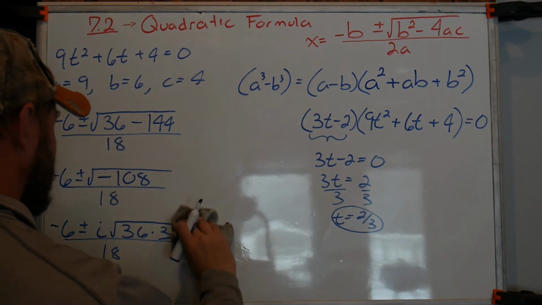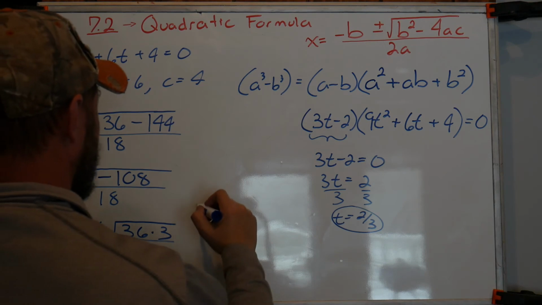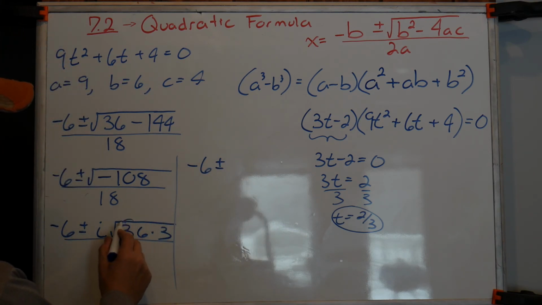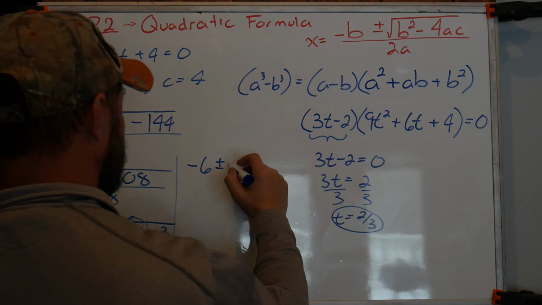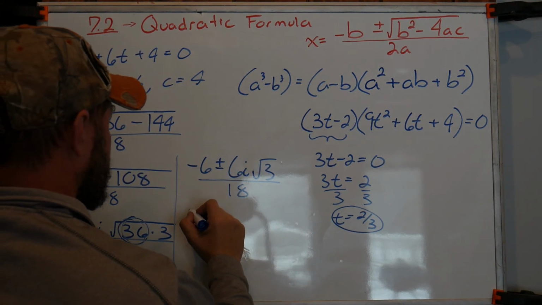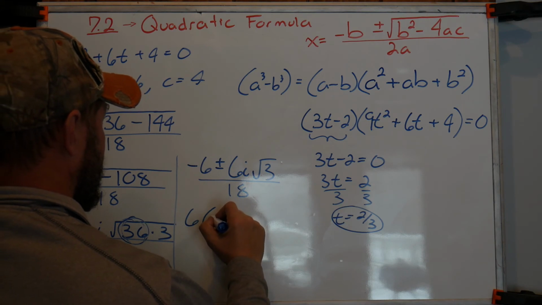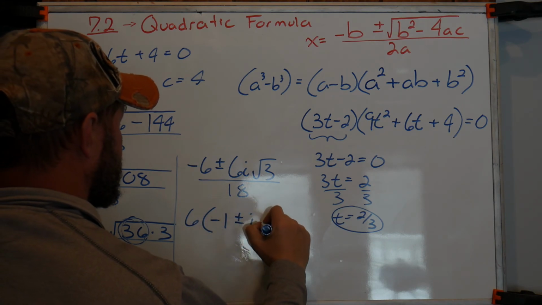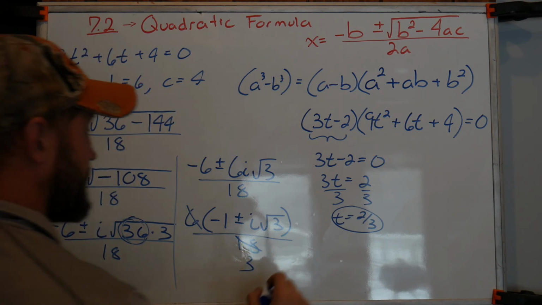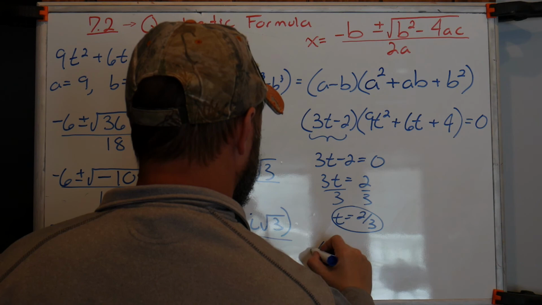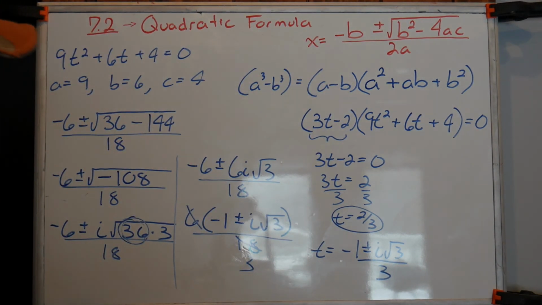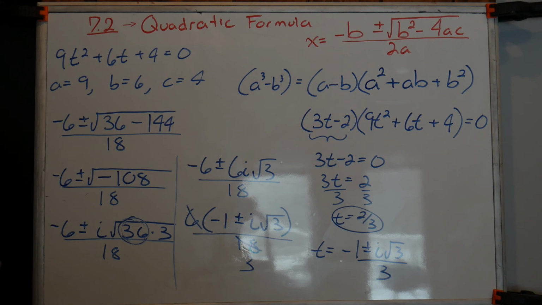Now I'm going to squeeze this in. I can pull my 6 out. I have negative 6 plus or minus perfect square of 36. The square root is 6, and I'm left with square root of 3 all over 18. So I can pull a 6 out, and I have negative 1 plus or minus I square root of 3 all over 18. That whittles down, and I'm left with t equals 2/3. T equals negative 1 plus or minus I square root of 3 all over 3. I think that's the last one that I want to do.